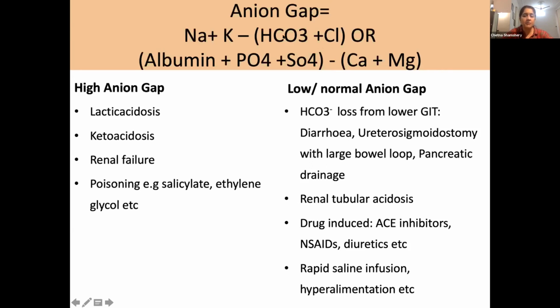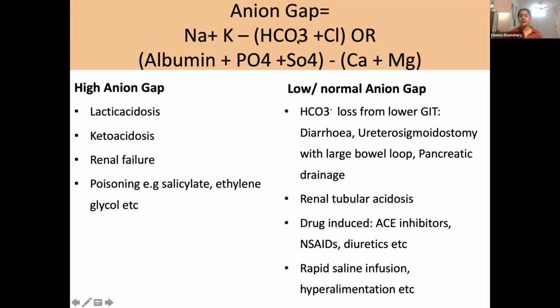When will the bicarbonate be lost from the body? When there is lower GIT volume loss. In cases of diarrhea, ureterosigmoidostomy, pancreatic drainage, or when you're giving diuretics to the patient. So there is loss of bicarbonate from the body. And how is it getting replaced? The body will try to conserve the chloride ions.